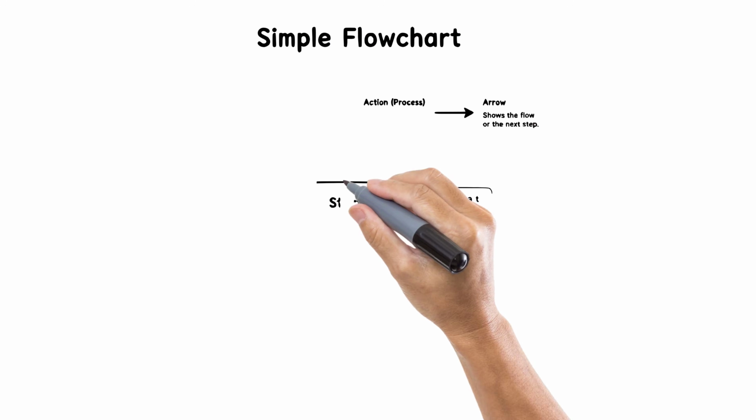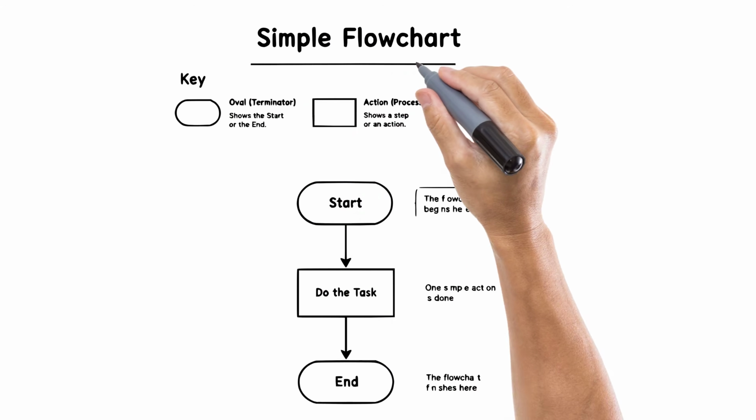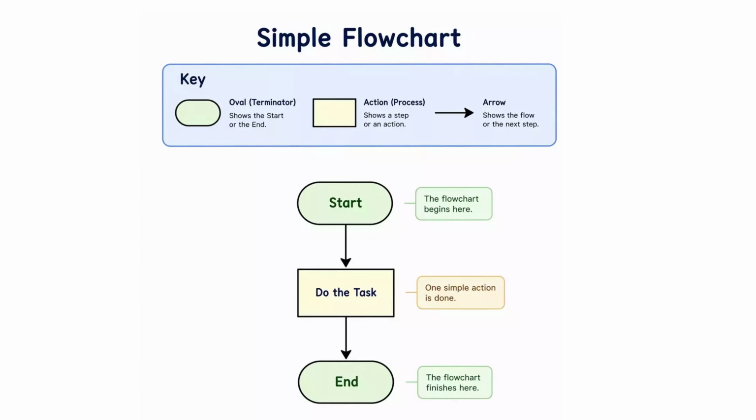Most flowcharts begin with a start symbol and finish with an end symbol. These show where the process begins and where it stops. That may sound simple, but it matters. Every logical system needs a clear beginning and a clear finish.